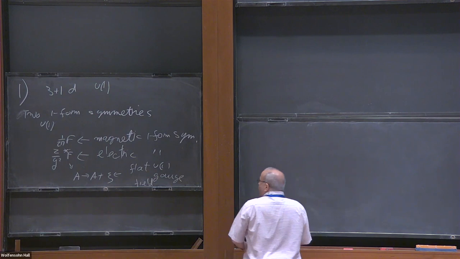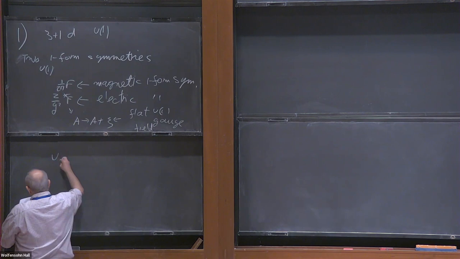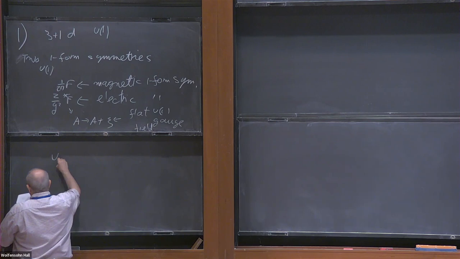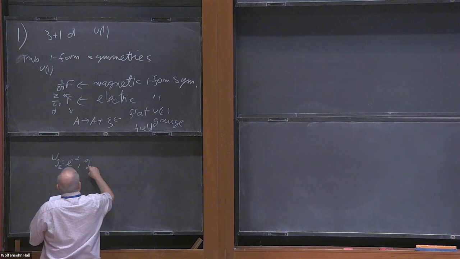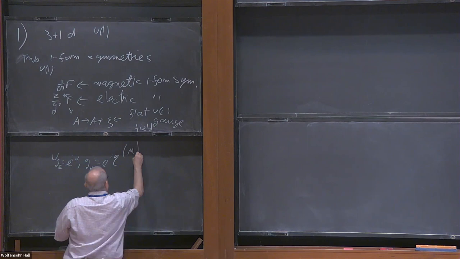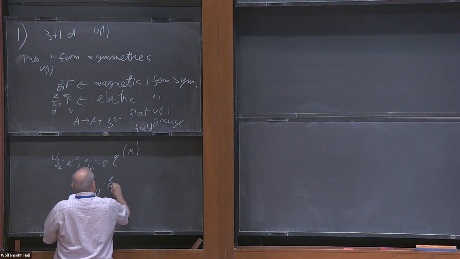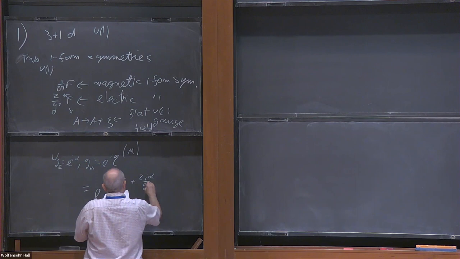So now let me write the operator. I'd like to exponentiate things. So the operator U is labeled by, so the symmetry is U(1) times U(1). It's labeled by the electric symmetry, which would be e^{iα}, and the magnetic symmetry, which will be e^{iη}, and they both depend on M. And this is e^{i η/2π ∫ F + 2iα/g² ∫ star F}.